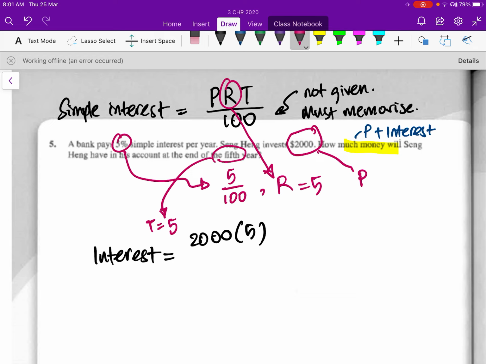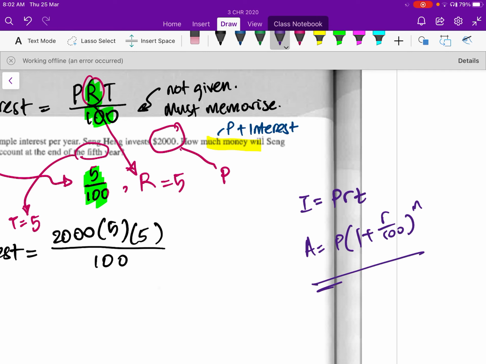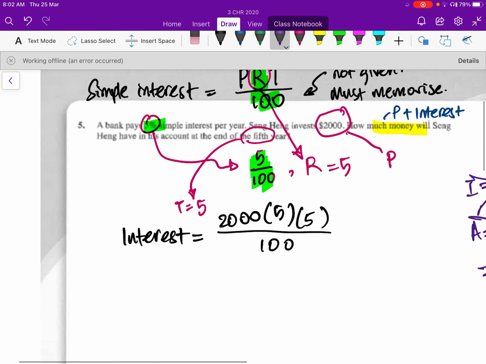If you were to Google search, you might see interest written as I equals PRT. Is that what you saw? Is this what you saw? No? Then you go and check it out again and show it to me, can? But this is the compound interest formula which we are not using. Some variations are like this, but I don't want to confuse you. So we just stick to this, PRT over 100.